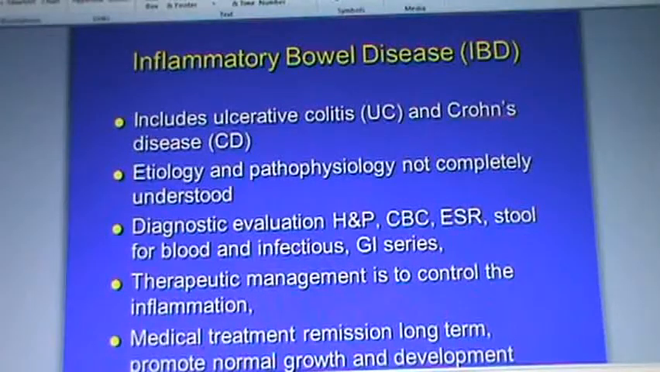Inflammatory bowel disease includes ulcerative colitis and Crohn's disease. Etiology and pathophysiology not completely understood. Diagnostic evaluation: you want to take an H&P, a CBC, an ESR, stool for blood and infectious, and a GI series. Therapeutic management is to control the inflammation. Medical management, treatment, remission long-term, promote normal growth and development.